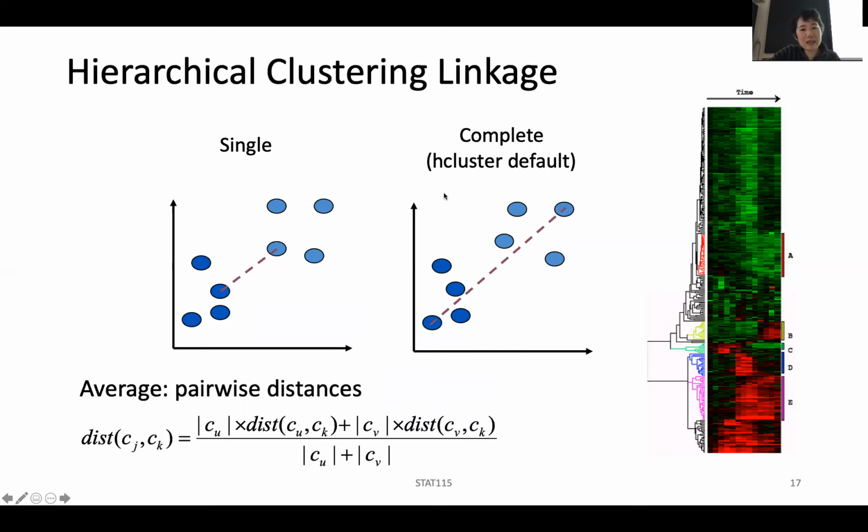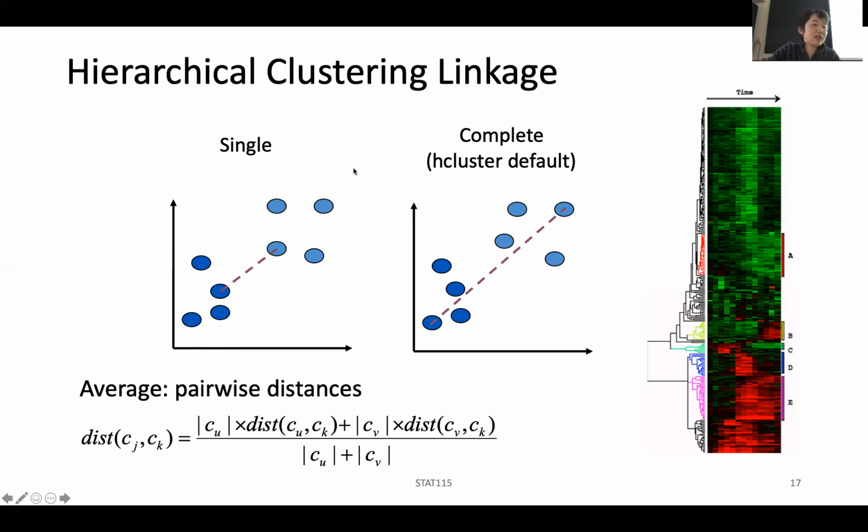The complete linkage is you calculate all the pairwise distances from the dark blue to the light blue, and you take the maximum. And there are also implementations called the average linkage, which is you calculate all the pairwise distances and you average them. Okay, so these are different linkages. That is one important parameter you can specify using hierarchical clustering. And so the default hierarchical clustering in the current R function is using this complete linkage.